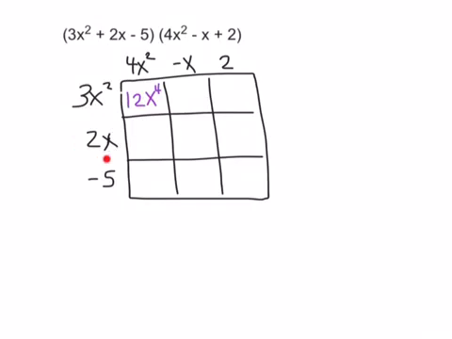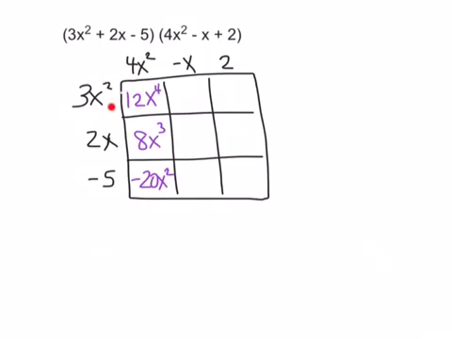So 2x times 4x squared. 2 times 4 is 8. And x times x times x is x to the 3rd. So 8x to the 3rd. Then we have negative 5 times 4x squared. Negative 5 times 4 is negative 20. And we have the x squared. Negative 20x squared.